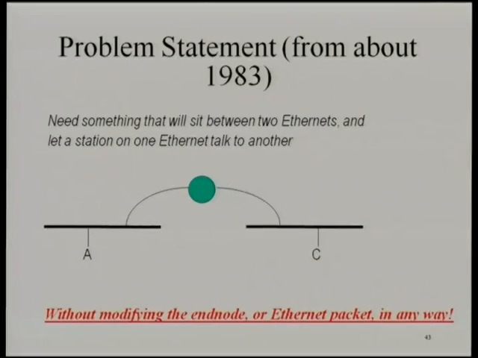So one day, when I was in a bad mood about this whole thing, my manager says to me, Radia, we need to design a magic box that will sit between two Ethernets and let somebody on one talk to somebody on the other, which of course is a router, but it only works if the end nodes have been designed with layer 3. So the constraint was it had to be done without modifying the end node or the Ethernet packet in any way. We couldn't add to the length of the Ethernet packet, we couldn't change a single bit, and we had to work with however end nodes would work just on a single link.